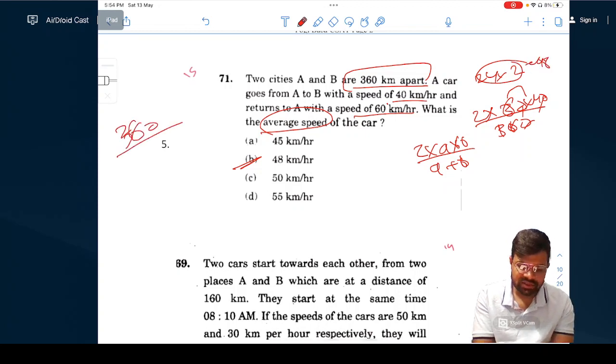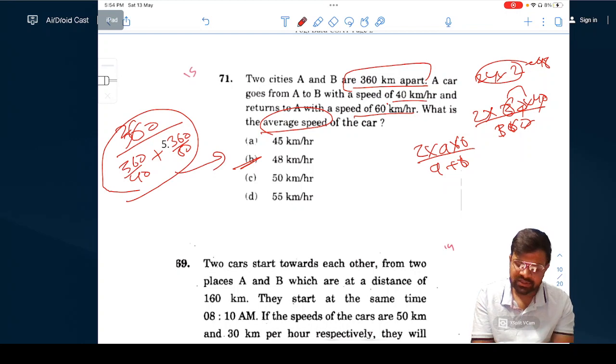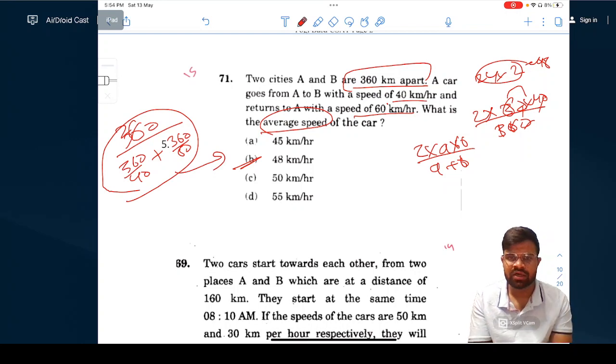So you can do it like this, or it can be done like this. 360 is the total distance. Total time will be 360 upon 40 plus 360 upon 60. So you will get the same answer. Total distance upon total time is the average speed.